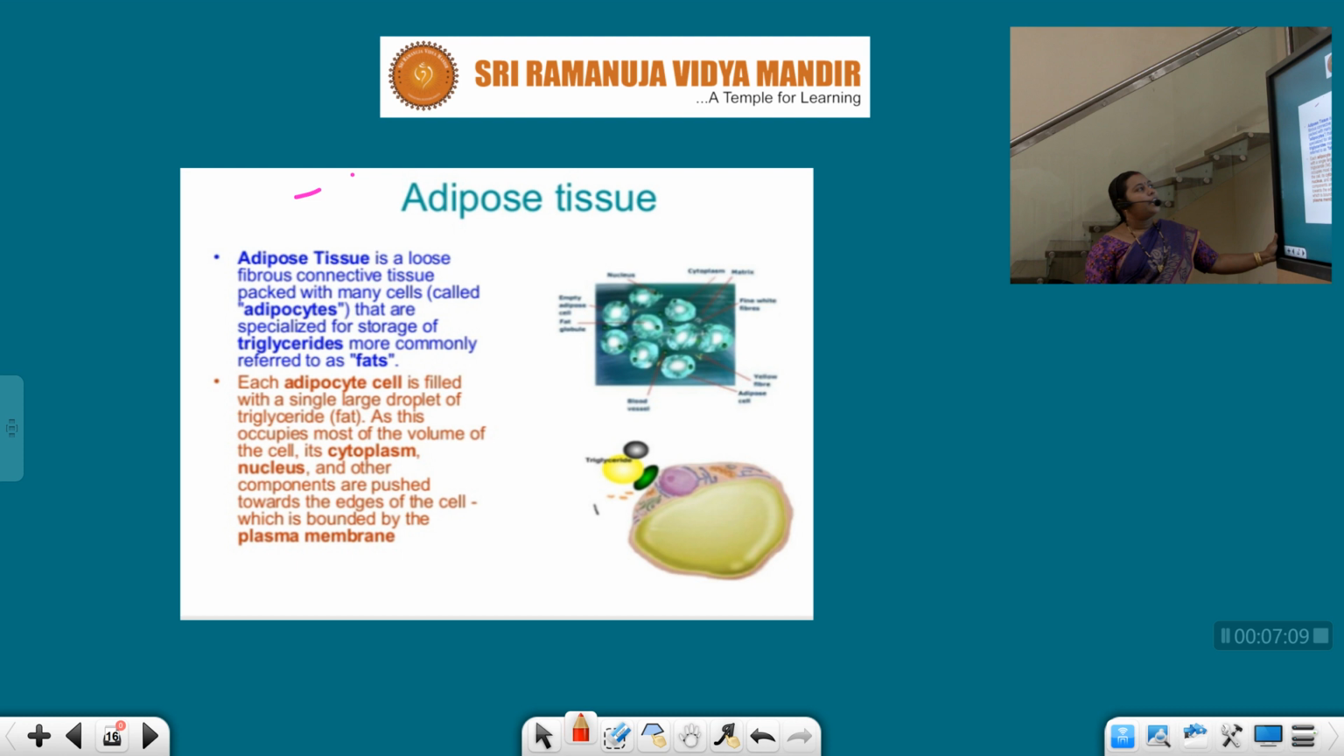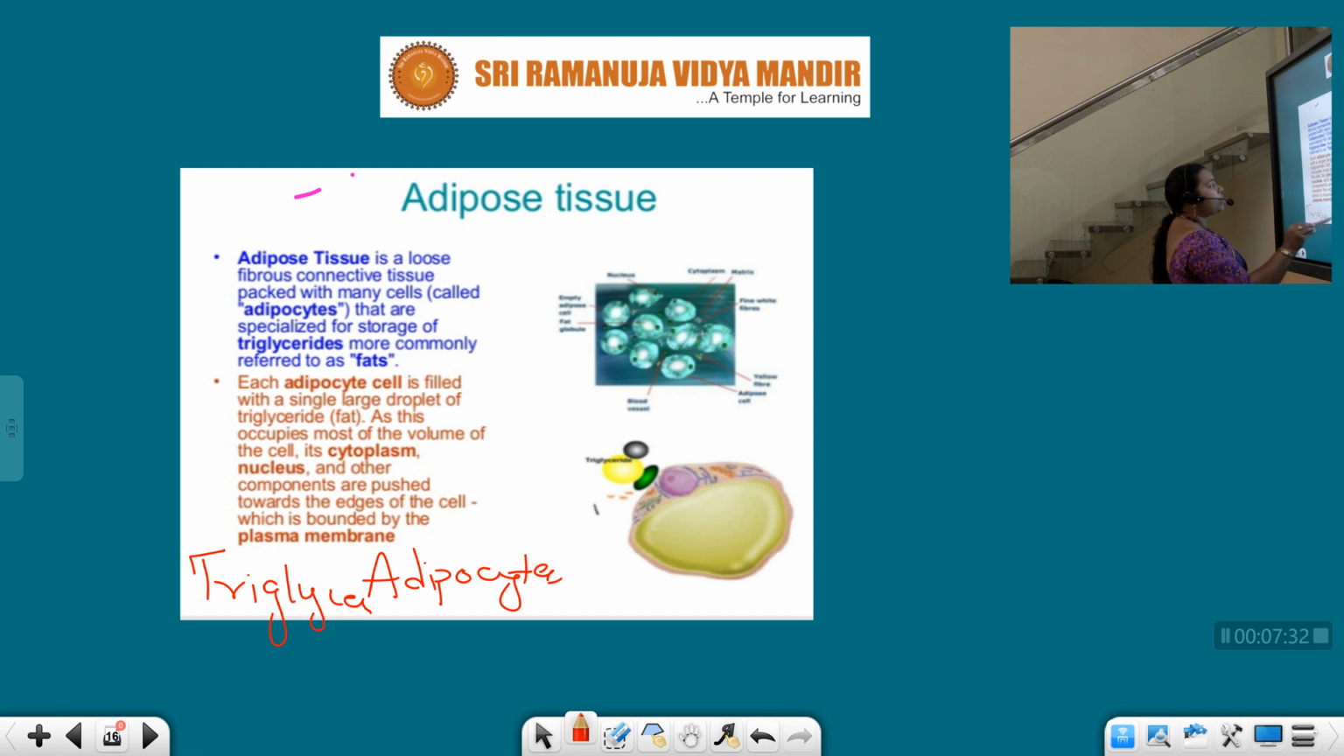Adipose tissue. Adipose tissue is a loose fibrous connective tissue, students. The cells present in the adipose tissue are called adipocytes. And these adipocytes are mainly made up of a large droplet of fat known as triglycerides.